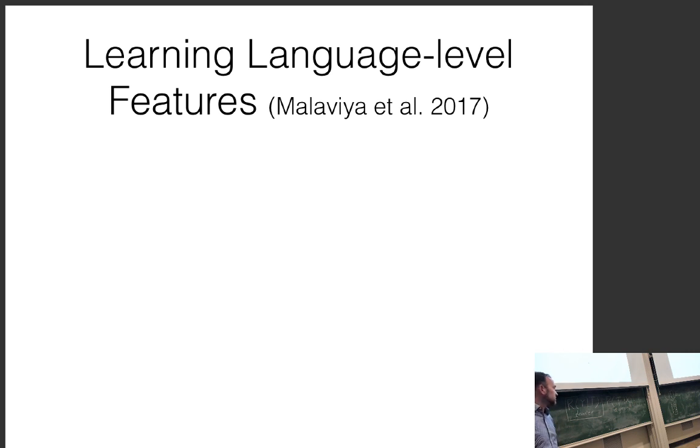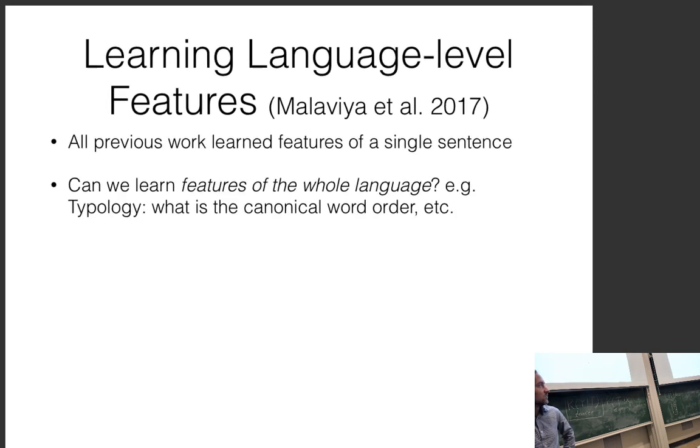Then a final thing, this is also work that we did a couple of years ago. I think this is interesting because it takes a different approach of learning about a whole language as opposed to learning about individual sentences. The idea being, can we learn typology? Some examples of typology are, what is the canonical word order of the language?